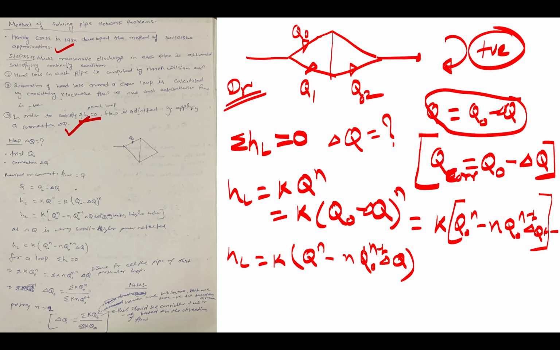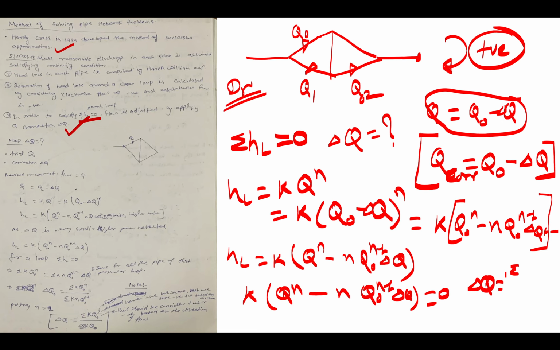So from here, for a loop your delta L will be 0. If delta L will be 0, what you will get? k q to the power n minus n q naught to the power n minus 1 delta q is equal to 0. So your delta q will be what? Summation of, suppose lots of pipe members are there in the loop.